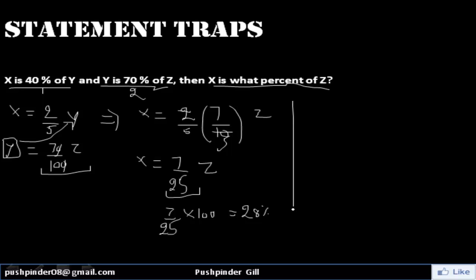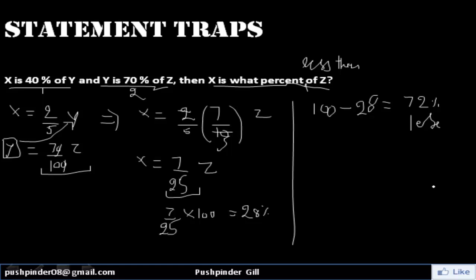However, if the question had been, tell me x is what percent less than z, then I've already calculated that x is 28% of z. So I can say that x is 100 minus 28, x is 72% less than z. It's 72% less than, or it's equivalent to 28%. They are one and the same thing, right? So this is how you can calculate these kind of questions.